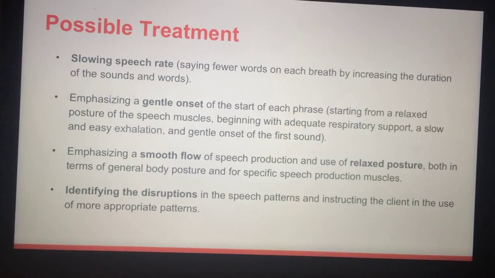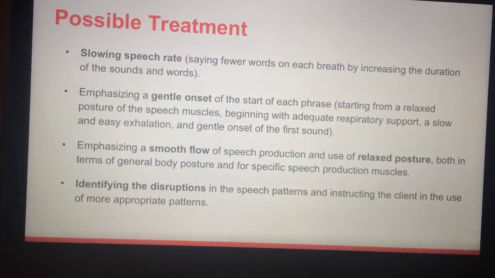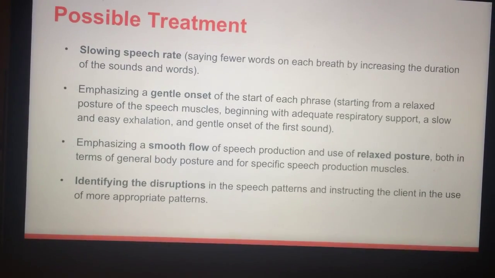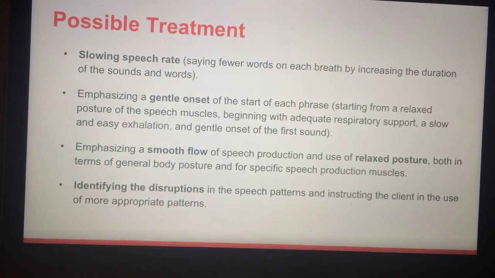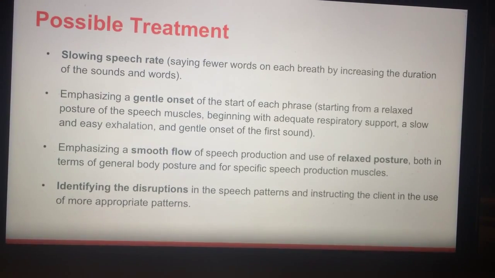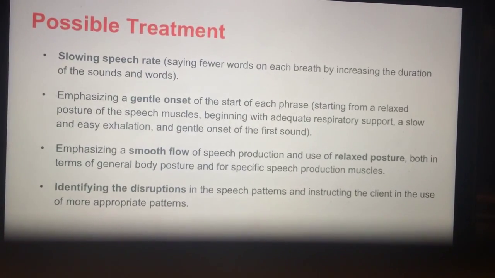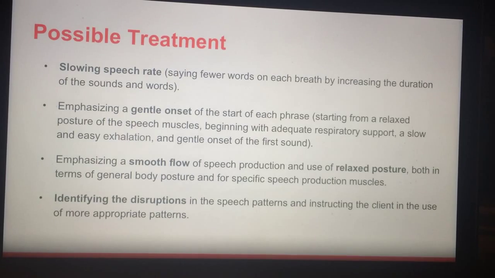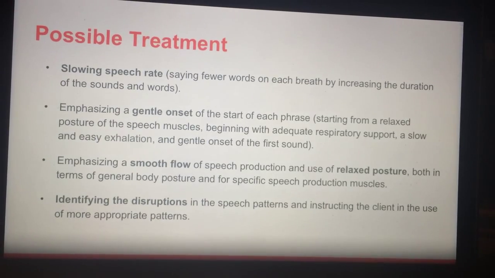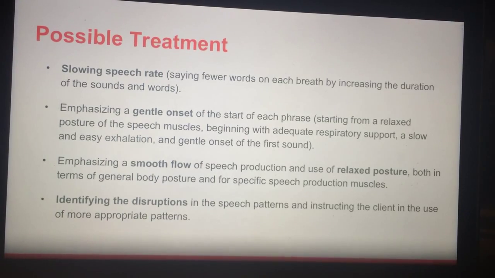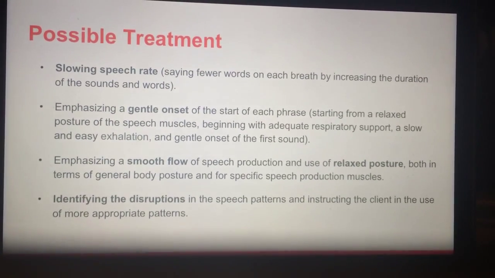Some possible treatments for neurogenic stuttering include slowing the speech rate, which is simply saying fewer words on each breath by increasing the duration of the sounds and words, emphasizing a gentle onset on the start of each phrase, emphasizing a smooth flow of speech production, and use of relaxed posture, both in general body posture and for speech muscles. And finally, identifying the disruptions in the speech patterns and instructing the client in the use of more appropriate patterns. Some other traditional stuttering modification and fluency shaping techniques can be used as well, including biofeedback, pacing techniques, delayed auditory feedback, respiratory training, and relaxation exercises.